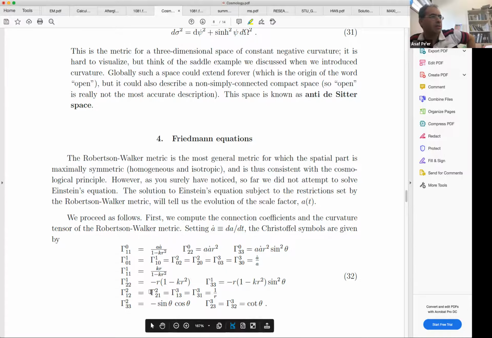Gamma 2, 1, 2 is gamma 2, 2, 1 is gamma 3, 1, 3 is gamma 3, 3, 1 is 1 over r. Gamma 2, 3, 3 is just minus sine theta cosine theta. And gamma 3, 2, 3 is equal to gamma 3, 3, 2 is equal to cotangent theta. Okay, anything else here is 0.